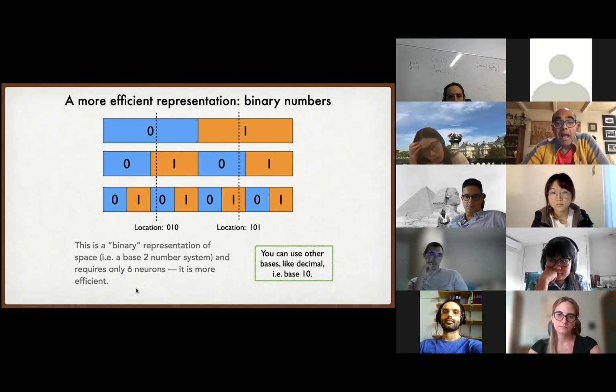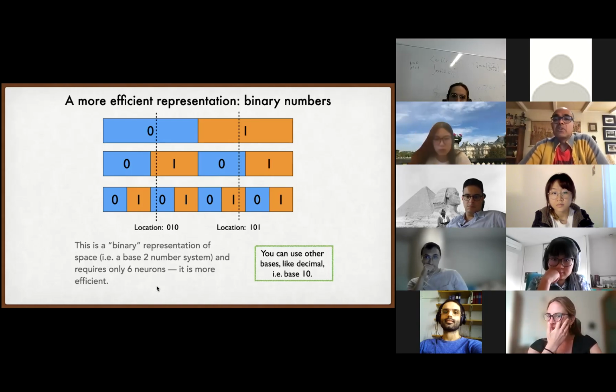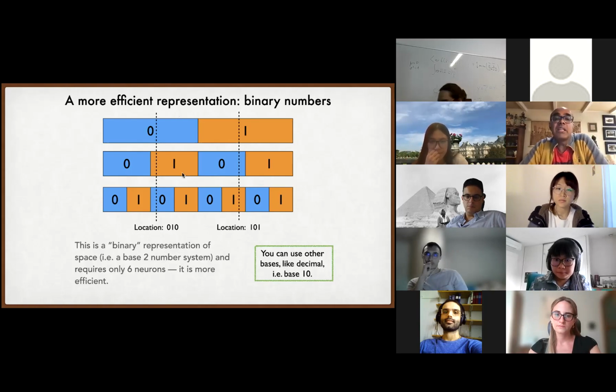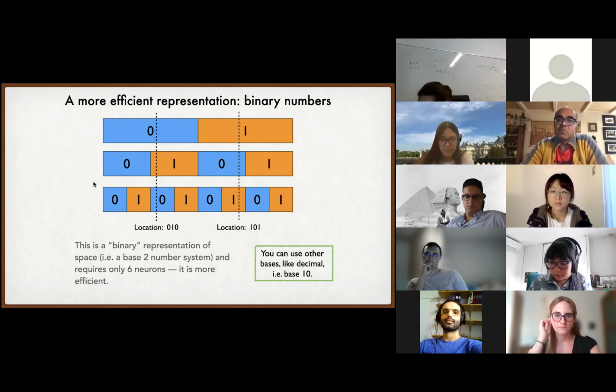So this is clearly a binary representation of space. It's a base 2 number system. And notice that it only requires 6 neurons. It's a bit more efficient. Well, if the room was much bigger, or if the resolution we sought to achieve was much finer, you'd find that the gain of a binary system relative to the unary system that we were talking about earlier is much bigger. I just took an example where the gain is small. Of course, you can use other bases like decimals.